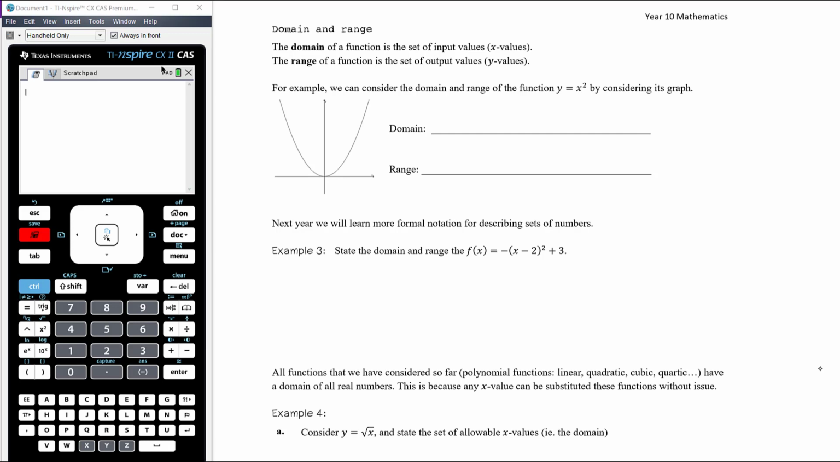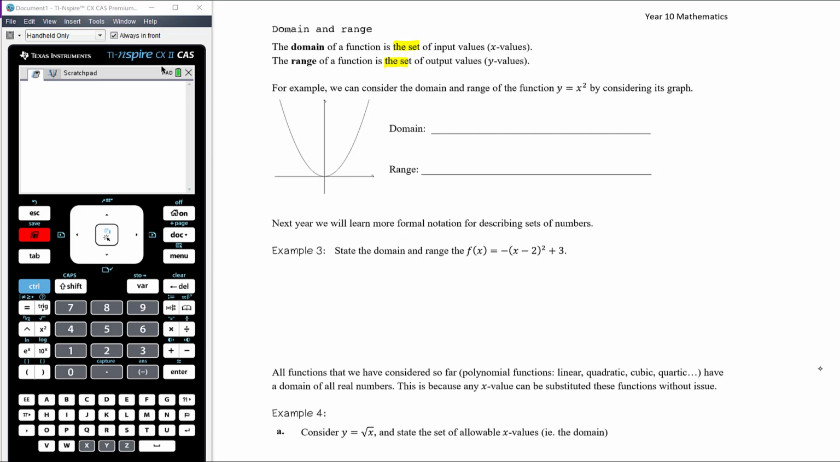Now, next year we'll talk in more formality about what it means to talk about a set of numbers and particular notation around that. So for now, this year we're going to be quite lax about how you go about describing the set of numbers and the notation you use, and we'll formalise that next year. We just want to get that sense of what we mean when we're referring to the domain and what we mean when we're referring to the range.